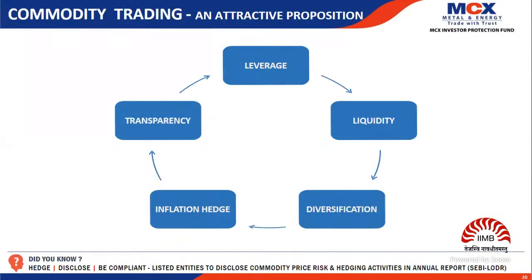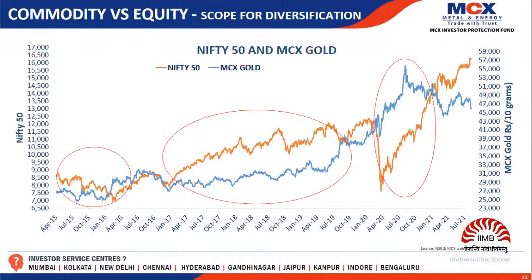And diversification also. So we have seen, right? I just did one comparison with Nifty and gold. In the long run, we have seen that there is a negative correlation.